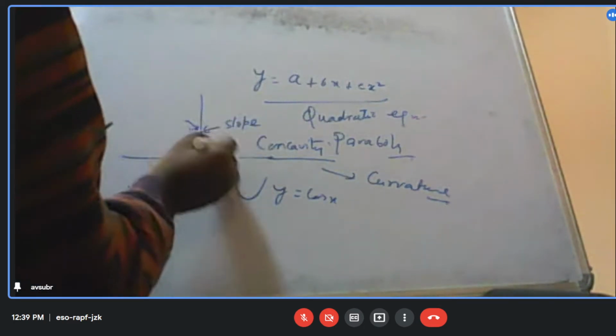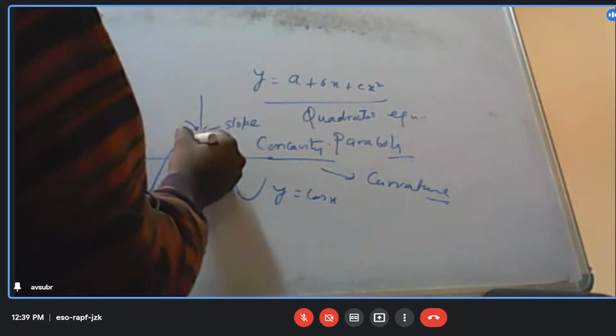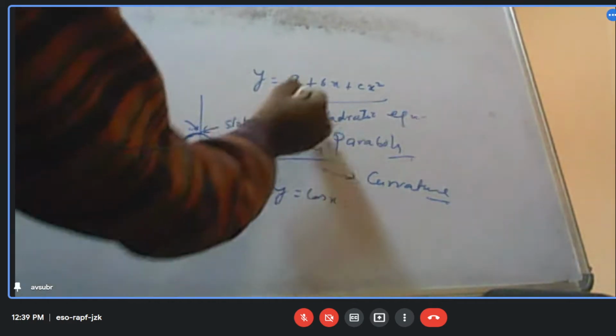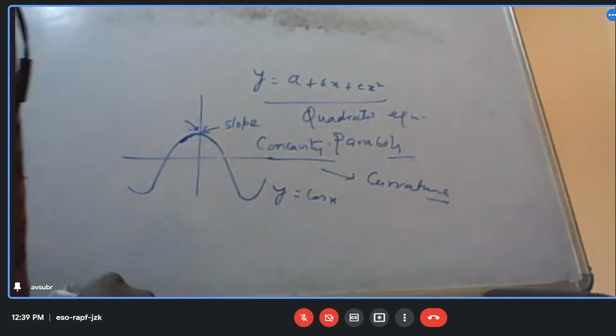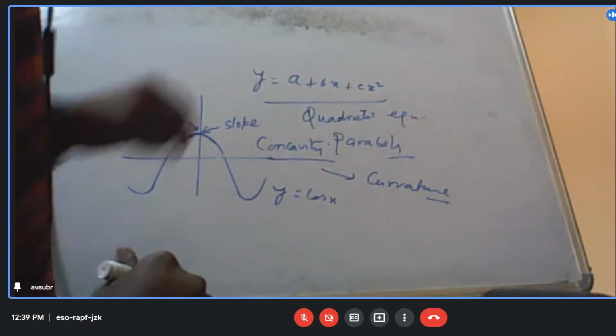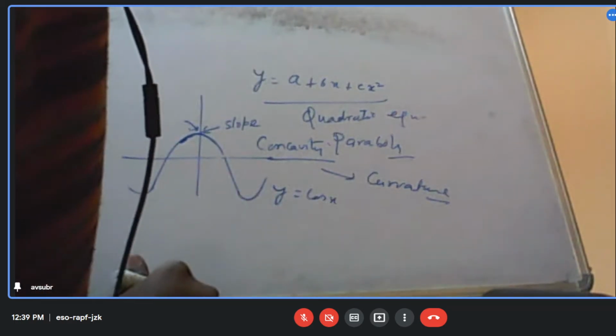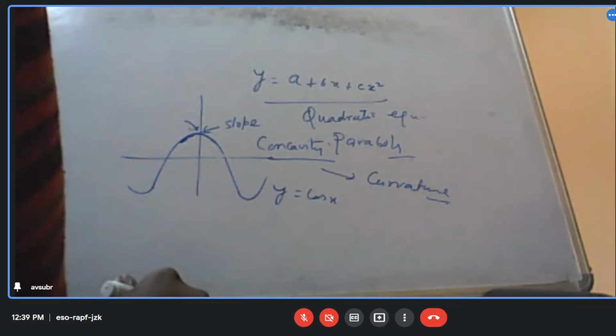If it is like this, then I should be able to trace out this curve cos x with this assumed curve or assumed polynomial. Is it or not?